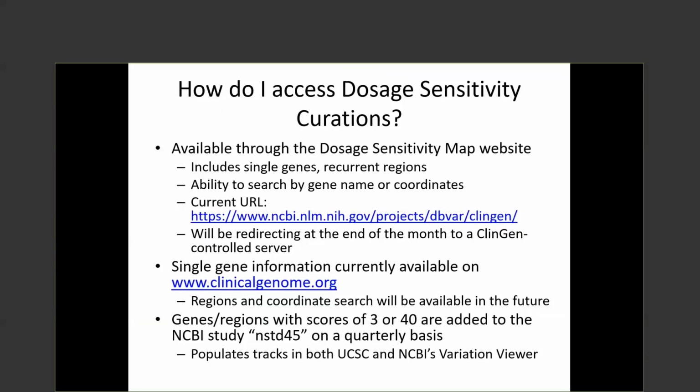And finally, the genes and regions that have gotten a score of either 3 or 40, which again means dosage sensitivity unlikely, are added to the NCBI study called NSTD45 on a quarterly basis. And that information is used to populate tracks on both the UCSC Genome Browser and NCBI's Variation Viewer.